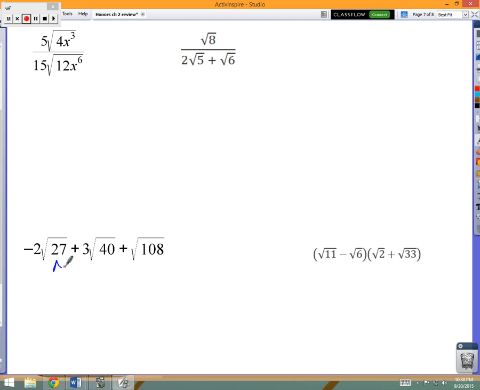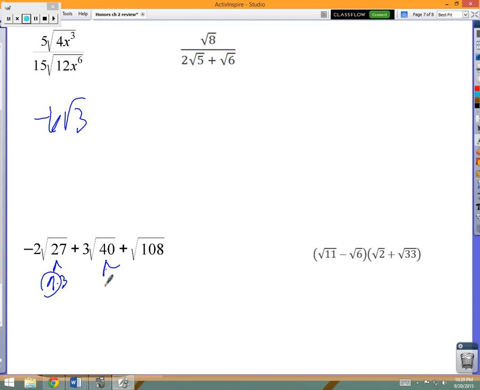Alright, 27. The square root of 27 is 9 times 3. Square root of 9 is 3. Take that to the outside. There's already a negative 2. You got to times them. So it's going to be negative 6 square roots of 3.